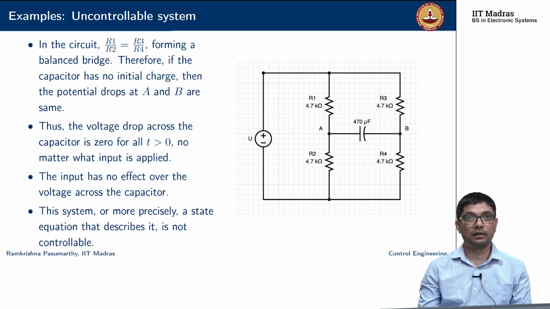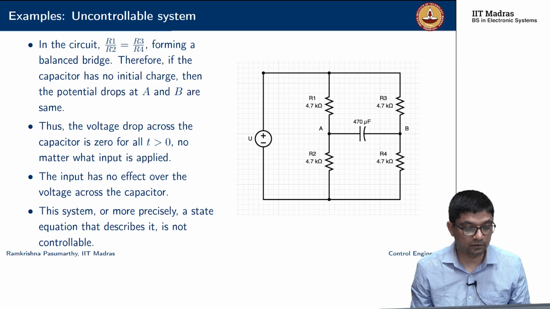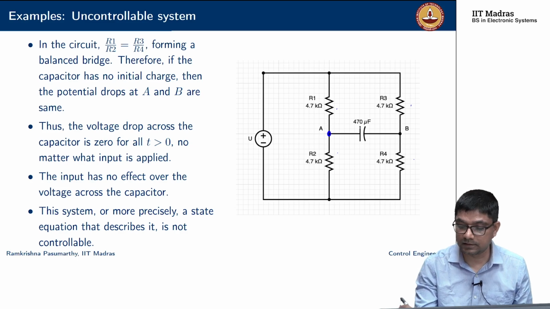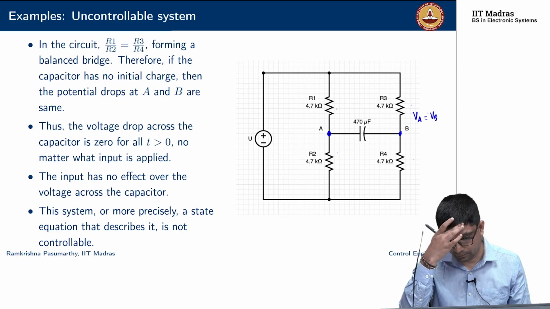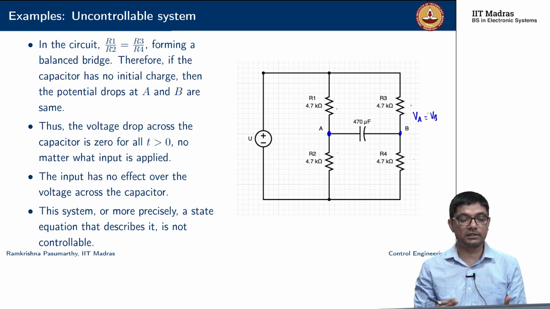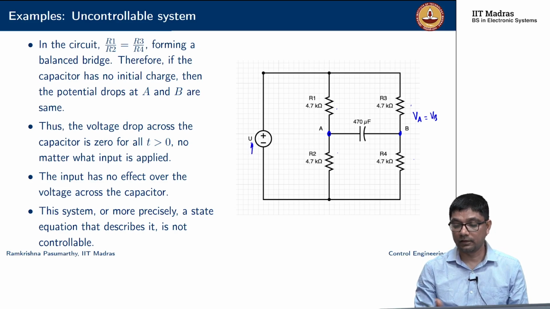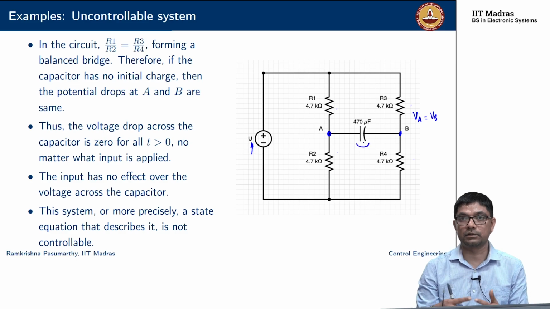So what is an uncontrollable system? If I take a circuit of this form, there are 4 resistances, each of the same value, which means that these points A and B will be at the same potential. So if the capacitor has no initial charge, then the drops at A and B are the same, and no matter how large a control input we apply from here, we will never be able to drive the voltage to some desired voltage level. So the input has no effect over the voltage across the capacitor.